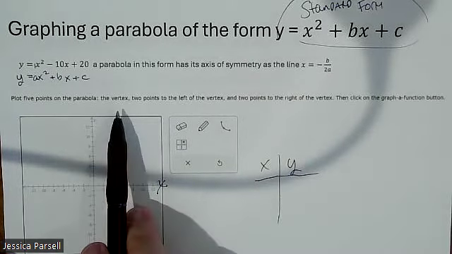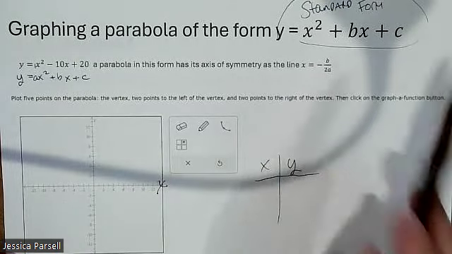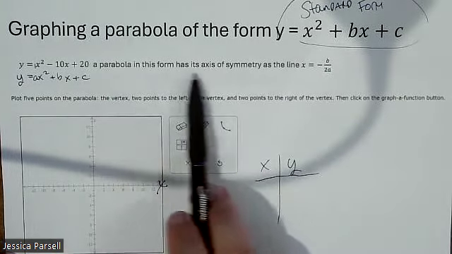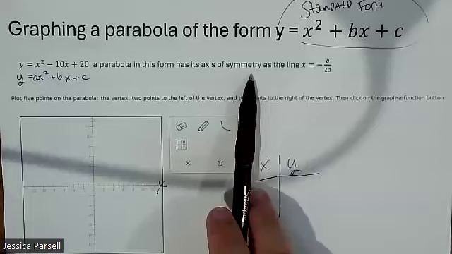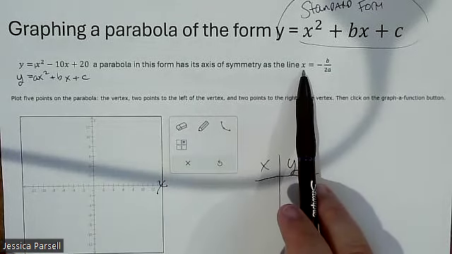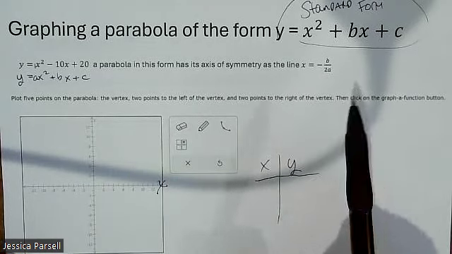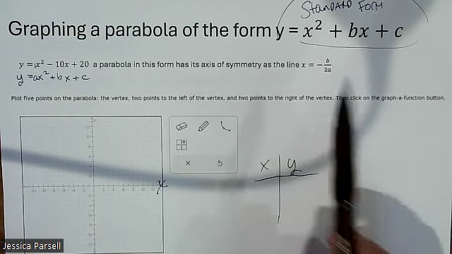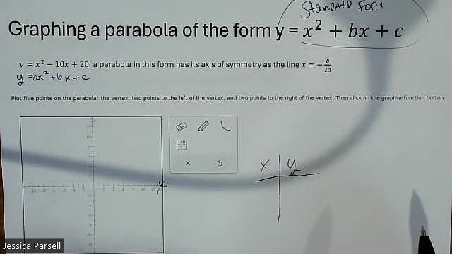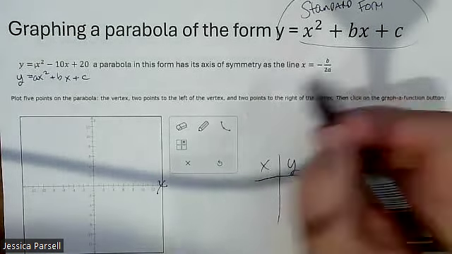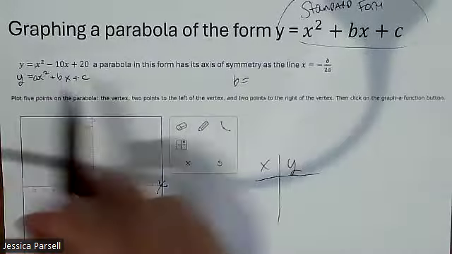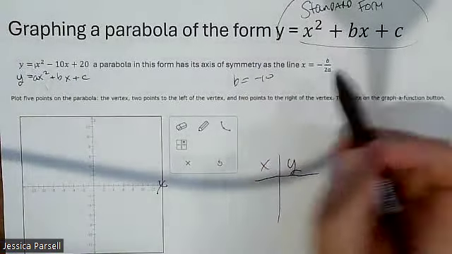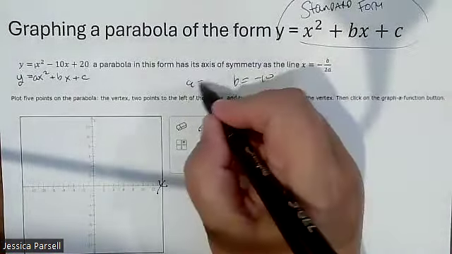But I have a little note here. When you see a parabola written in this standard form, you can find the axis of symmetry using this little baby formula here, x equals -b over 2a. So that'll help us find our vertex because we know the axis of symmetry goes right through the vertex. So our b value is -10, and our a value we know is 1.